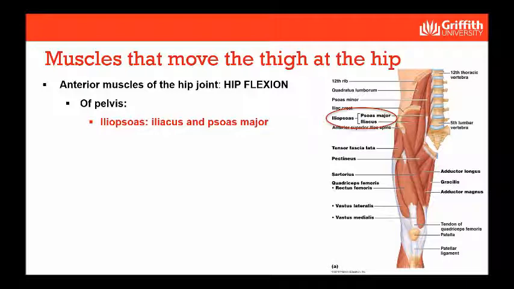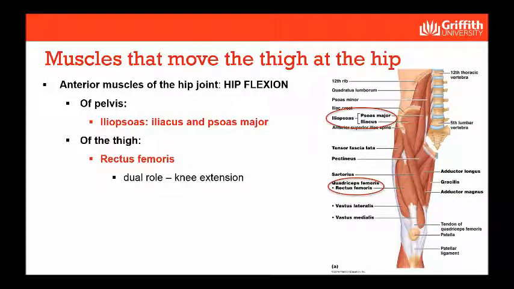The psoas major exists mainly in the abdomen, extending from the lumbar vertebrae to blend with the iliacus as it passes the pelvic brim. The fibers of the iliopsoas pass under the inguinal ligament to insert via a common tendon on the lesser trochanter of the femur. Iliopsoas is the prime mover for flexing the thigh at the hip joint. Anterior muscles of the thigh that cross the hip joint include rectus femoris, sartorius, and tensor fasciae latae.